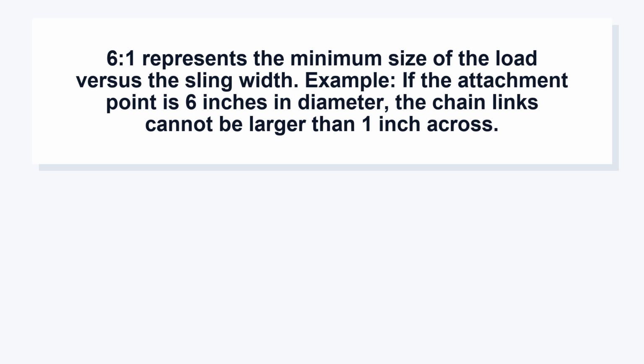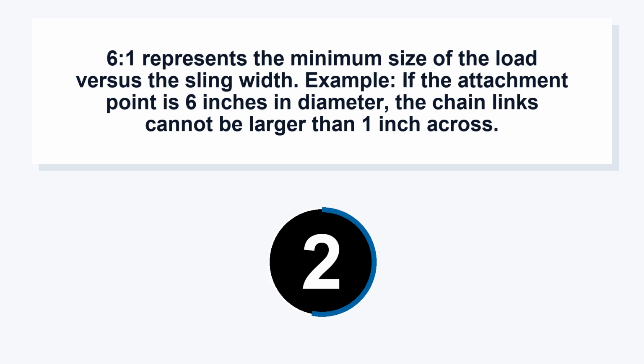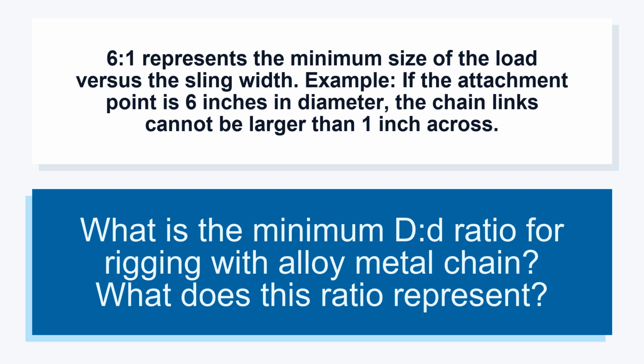6:1 represents the minimum size of the load versus the sling width. Example, if the attachment point is 6 inches in diameter, the chain links cannot be larger than 1 inch across. What is the minimum D/D ratio for rigging with alloy metal chain? What does this ratio represent?